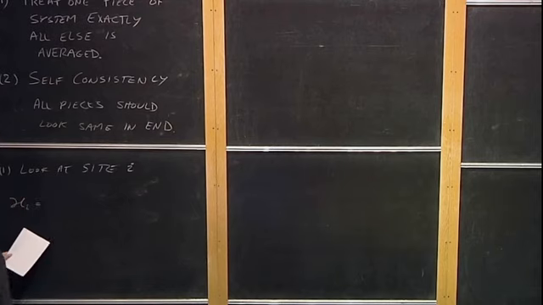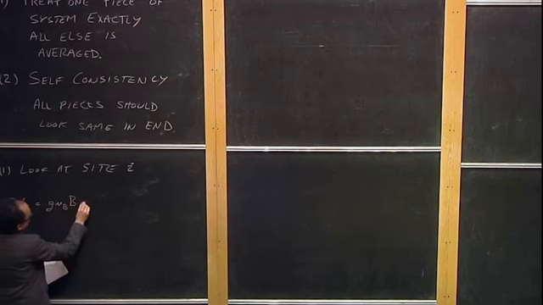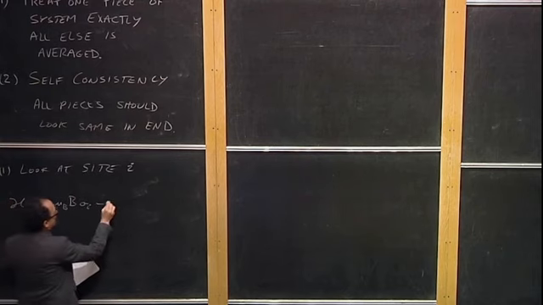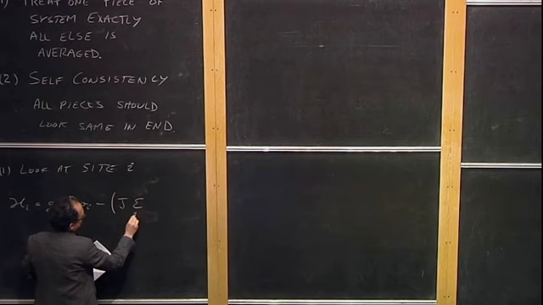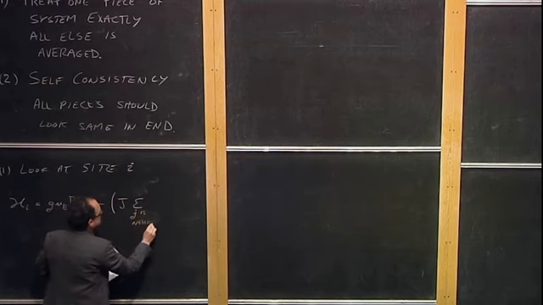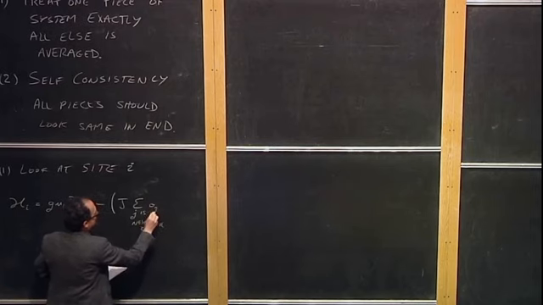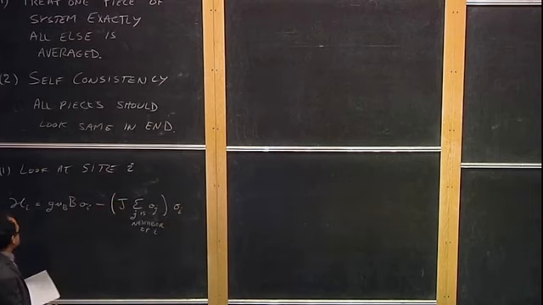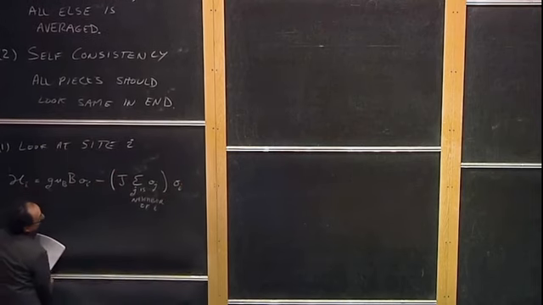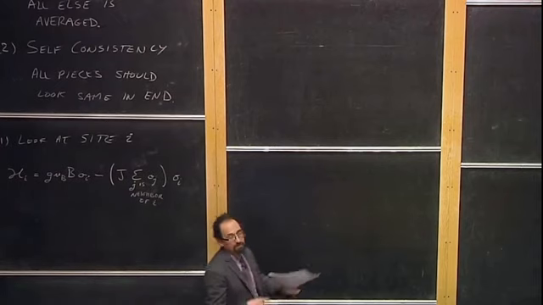So the Hamiltonian for site i is g mu B times sigma i. That's the coupling to the externally applied magnetic field. Then there's going to be the coupling to all of its neighbors, which I'll write this way: J, sum over j a neighbor of i, sigma j, and then times sigma i. So I've written out all the terms in the Hamiltonian that contain the spin sigma i.